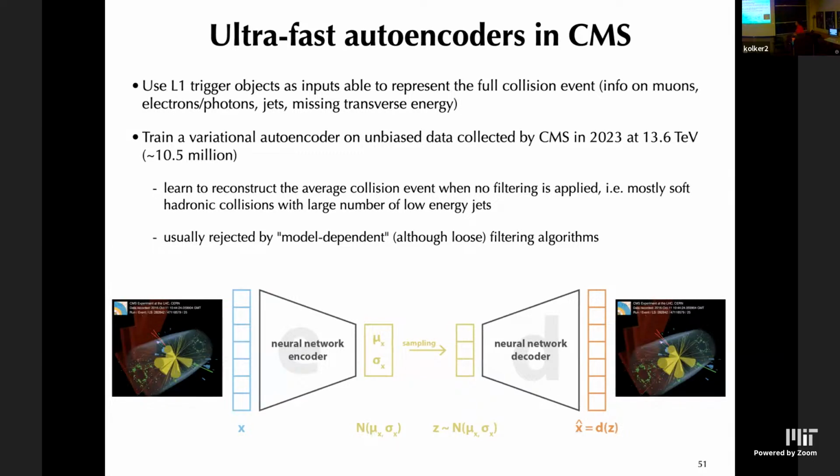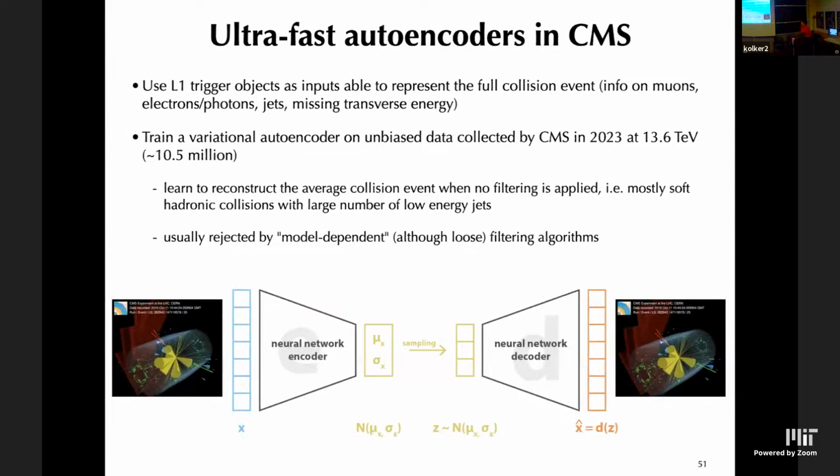So we developed a tiny autoencoder, which uses level 1 trigger objects as inputs, and the inputs are chosen in a way that we can represent the full collision. So not only jets in this case, but really the full events. In fact, we input the information about muons, electrons and photons, jets, and also missing transverse energy. So everything that is reconstructed in the trigger.